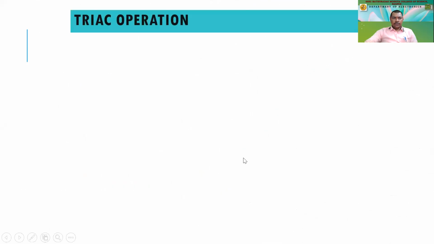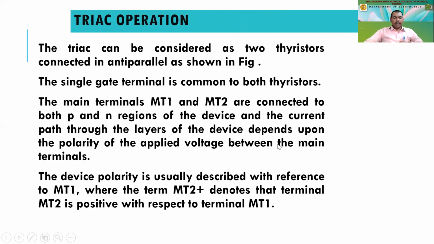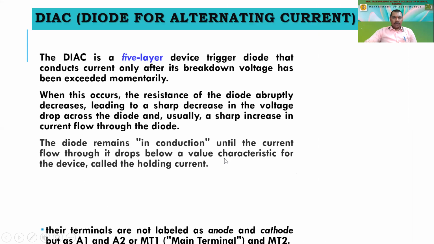These are some literature over here, and we have some characteristics of the triac. Two thyristors are connected back to back, as I've told you. The triac can be considered as two thyristors connected in anti-parallel as shown in the figure. The single gate terminal is common to both thyristors. The main terminals MT1 and MT2 are connected to P and N regions of the device, and the current path through the layers of the device depends upon the polarity of the applied voltage between the main terminals. The device polarity is usually described with reference to MT1, where MT2 positive denotes that terminal MT2 is positive with respect to terminal MT1, right? So this is a 5-layer device.